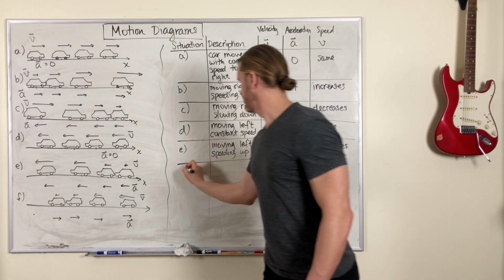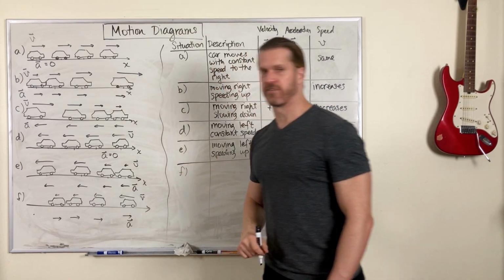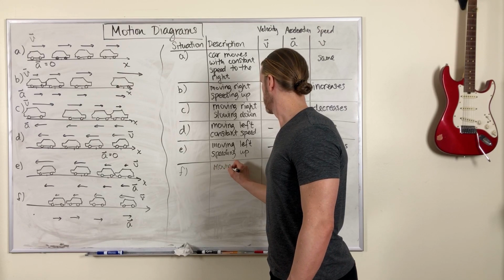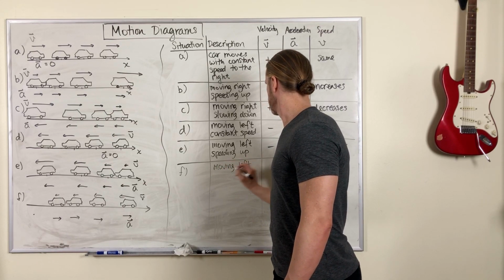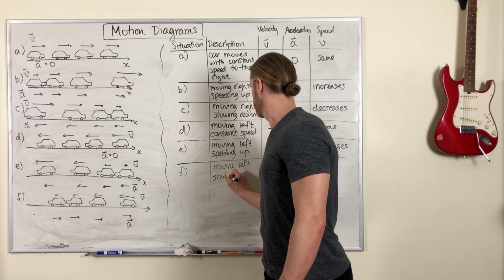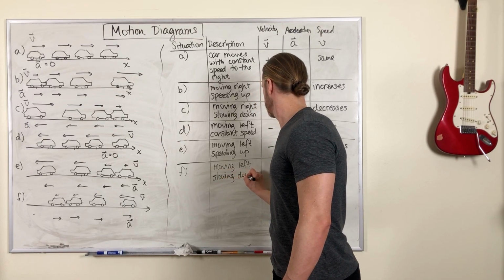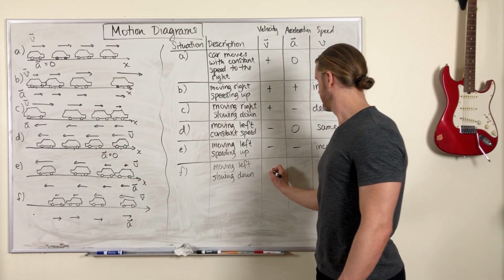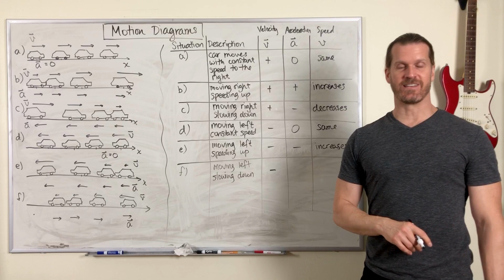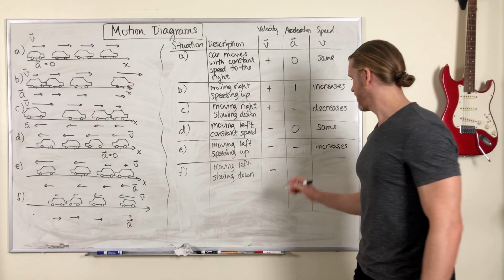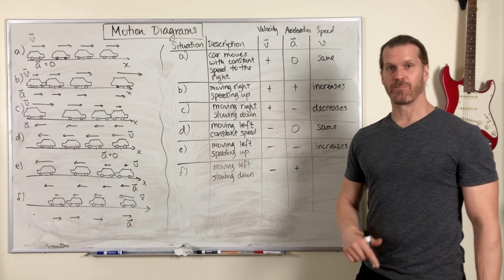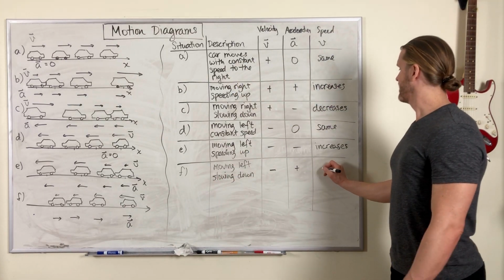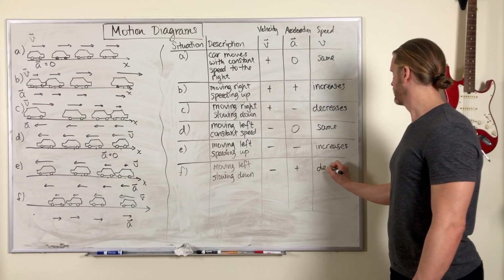And lastly, the car is moving to the left and it's slowing down. The velocity vector is to the left. Because it's slowing down, the acceleration vector is in the opposite direction. So acceleration is positive in this coordinate system where x is positive to the right, and the speed decreases.